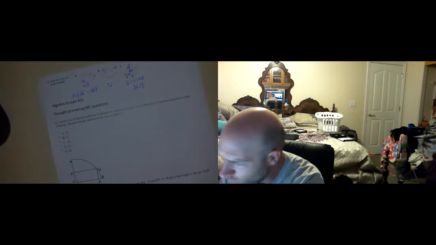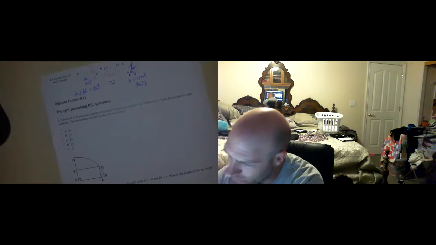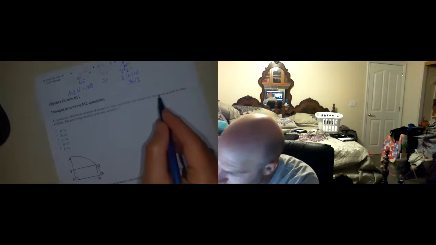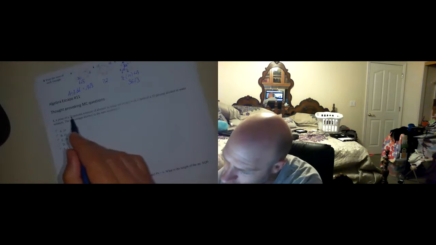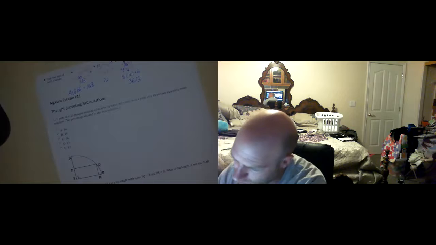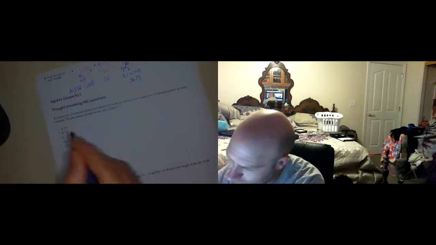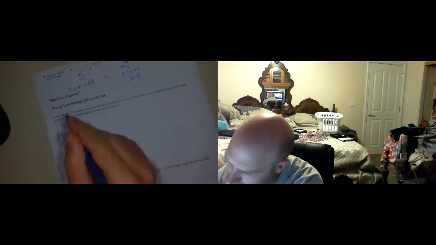6 pints of a 20% solution of alcohol in water are mixed with 4 pints of a 10% alcohol in water solution. The percent alcohol in the new solution is, well, without doing any work, it's got to be somewhere between 20 and 10. All of these are. There's more of the 20 than there is the 10, so I think it should be leaning on the higher side. But let's give it an actual look here.